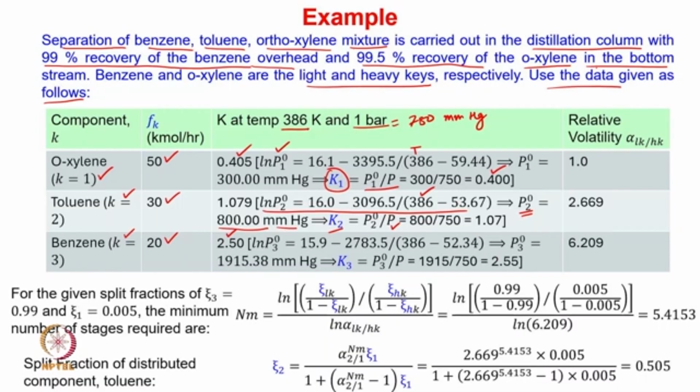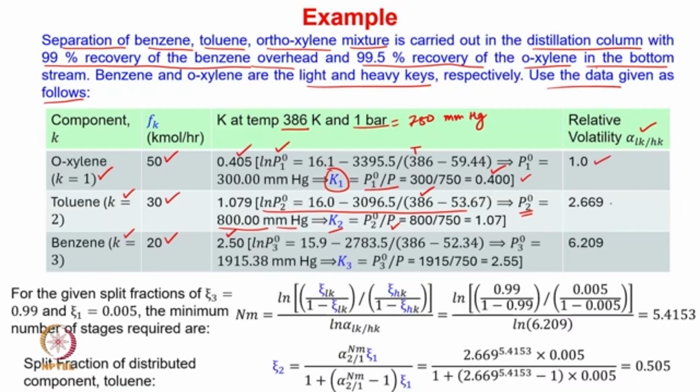Once we have obtained these equilibrium constants, the equilibrium constant of a particular component divided by the equilibrium constant of another component gives you the relative volatility. So in this case, alpha Lk by Hk is nothing but the equilibrium constant of the given component divided by the equilibrium constant of the heavy key component. That will give you the relative volatility. So in this case K1 divided by K1 is 1.